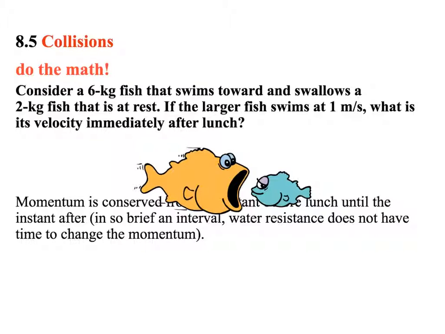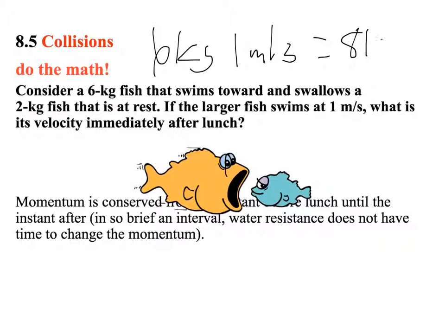Momentum is conserved. And I can't read this because my fish are in the way. Momentum is constant at lunch because, for such a brief interval, water resistance does not have time to change it. So if you have a 6-kilogram fish traveling at 1 meter per second, that's going to equal, once it eats the other fish, 8 kilograms. And we want to know the velocity afterwards.